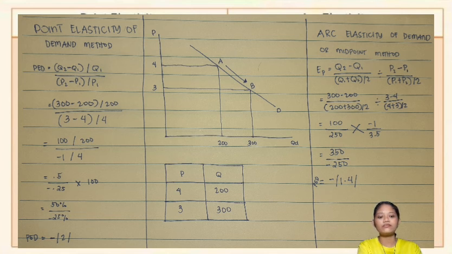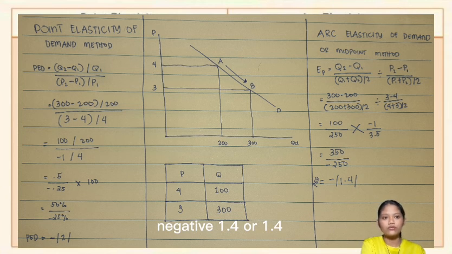Again, in multiplying the fractions, we are going to cross multiply. So first, 100 times 3.5 is equal to 350, over 250 times negative 1, which is equal to negative 250. Our price elasticity of demand is equal to 1.4.